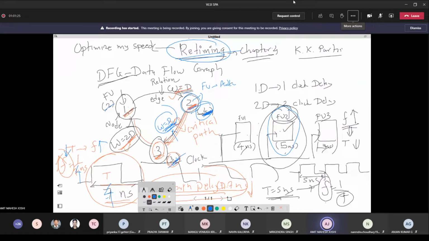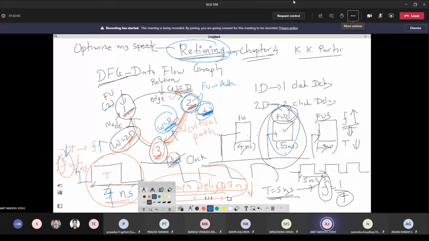Now, what would be the base circuit for me? The base circuit is that whenever there is an edge, there has to be one delay element. If for a particular edge I have a delay element, then that would be the base case for me. If there is a delay in between, that means the other functional unit has to perform its functionality in another clock cycle.